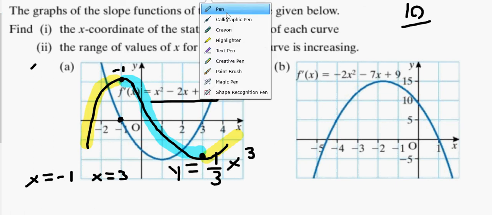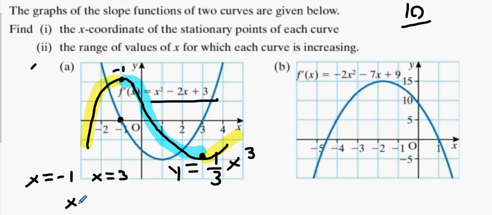Any value smaller than minus 1, it's on the increase. You're in the yellow zone. Any value bigger than 3, you're back in the yellow zone again, and you're increasing. Have I killed that? Yes. How do you know, like, to use your own curve? Because it says it's the slope function, so it is the first derivative of the original function. So it's the slope function keyword.